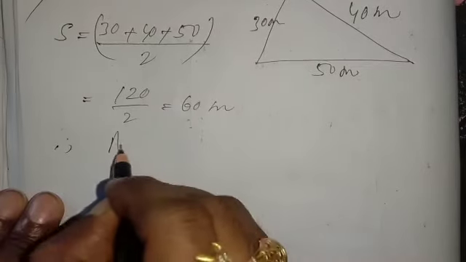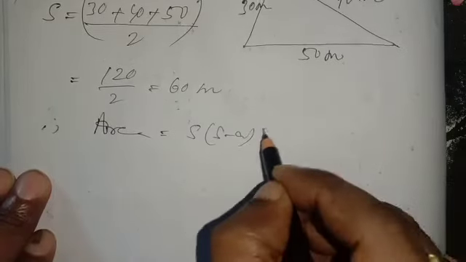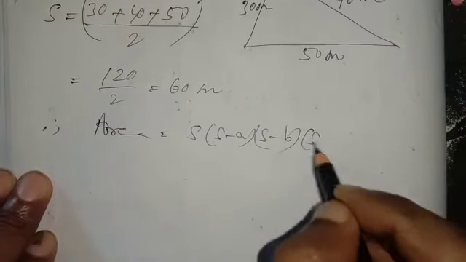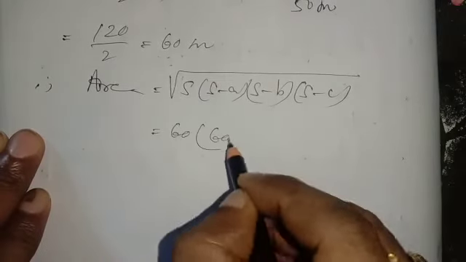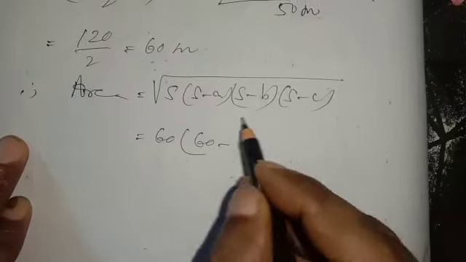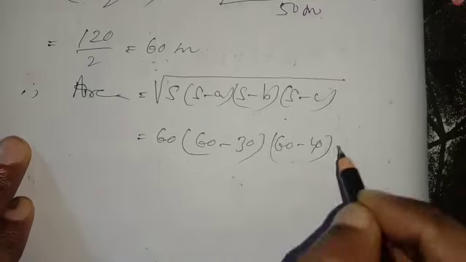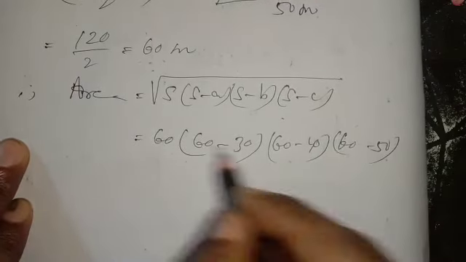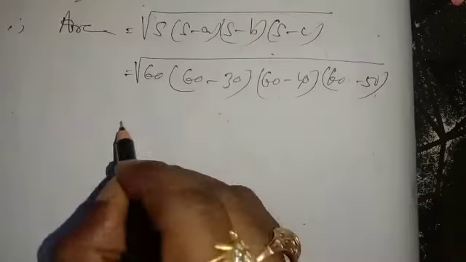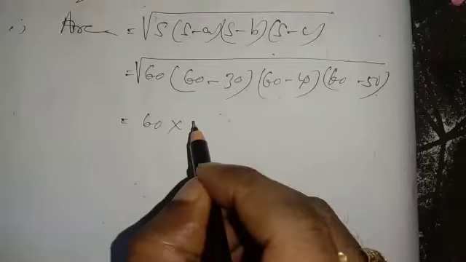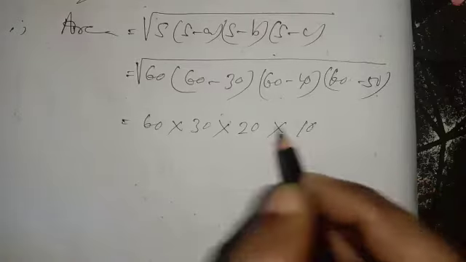Therefore, area of triangle by Heron's formula is root over S into S minus A, S minus B, S minus C. S means 60. The 3 sides are denoted by A, B, C. So 60 minus 30, next 60 minus 40, next 60 minus 50. Now subtract: 60 minus 30 will be 30, 60 minus 40 will be 20, 60 minus 50 will be 10.